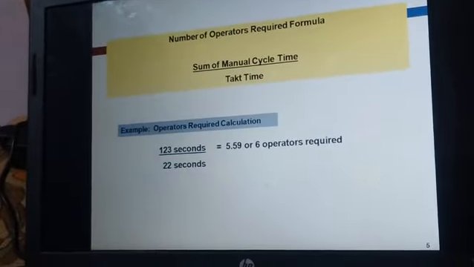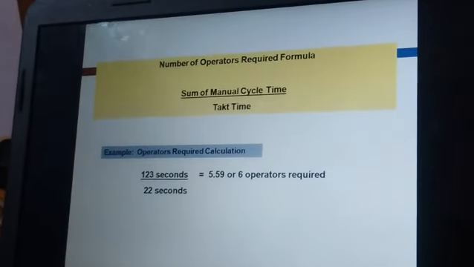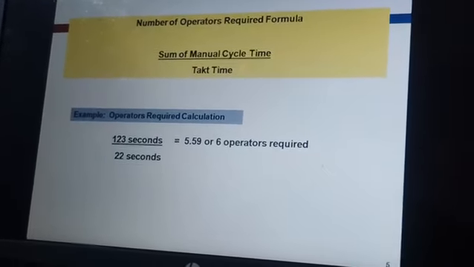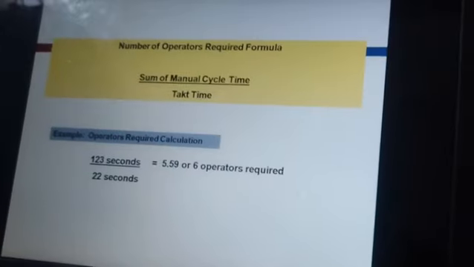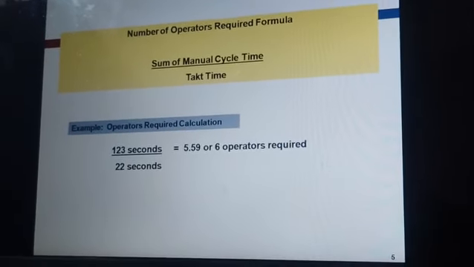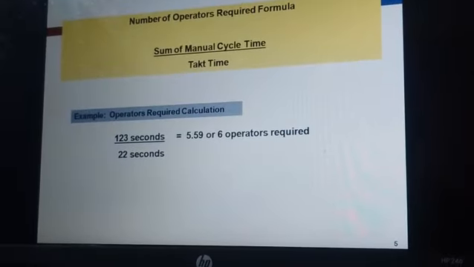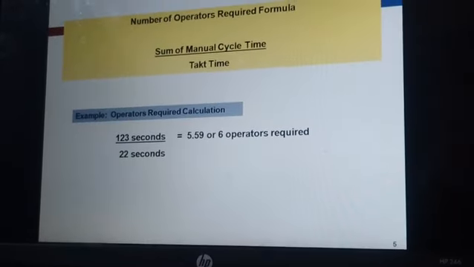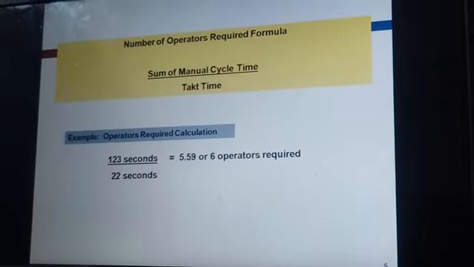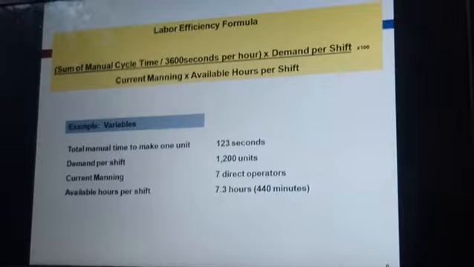Another one is the number of operators required. How many operators are required for completing this operation? The simple formula is the sum of manual cycle times divided by takt time. For example, the operators required calculation: 123 seconds divided by 22 seconds is equal to 5.59. So approximately 6 operators are required for completing these operations.